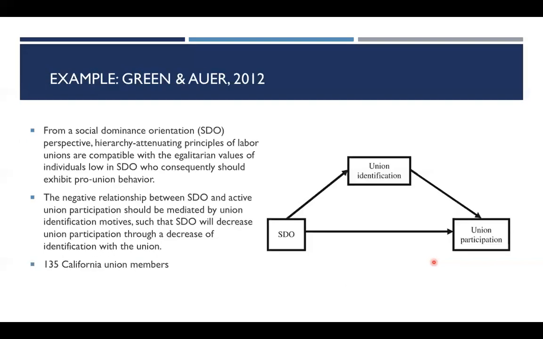And I do want to point out, some of the people I talked to over the last couple of weeks mentioned this idea of having these negative indirect effects. So this is a case where this relationship right here is expected to be negative because social dominance orientation is related to lower union identification. But on this side, union identification is expected to be positively related to union participation, right? So you're having different signs, different directions of effect overall, which makes this overall effect negative down here.